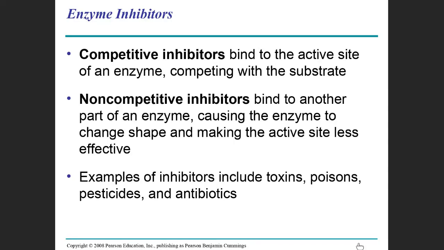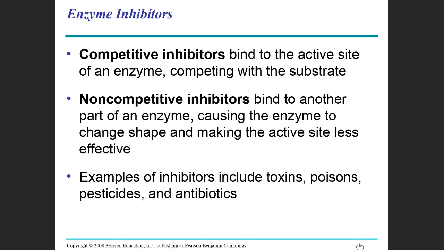Now, enzymes can be inhibited. And there are two types of inhibition, competitive and non-competitive. In the case of competitive inhibition, there are substances that can bind to the active site of an enzyme and compete with the substrate for binding. So the idea here is that if the active site is always occupied by your competitive inhibitor, then the correct substrate cannot bind, which means the correct product cannot be made.